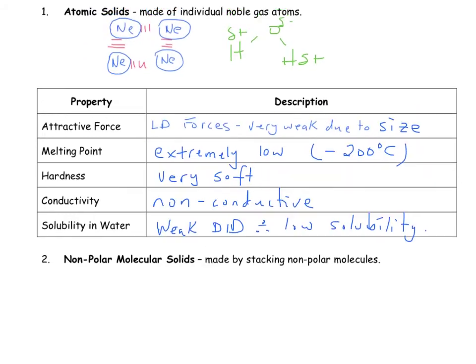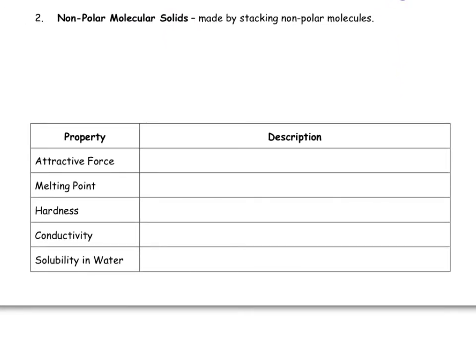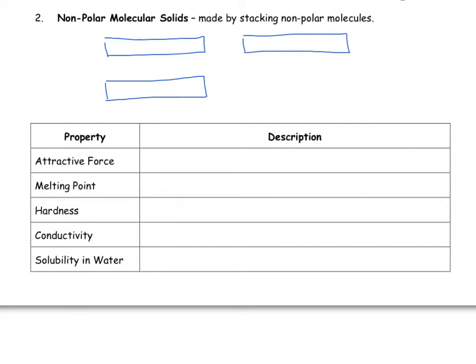Our next type of solid is a nonpolar molecular solid. It's made by stacking nonpolar molecules next to each other. We can represent those nonpolar building blocks as bars. Because these are nonpolar compounds, the intermolecular force that's going to hold them in the crystal are going to be London dispersion forces. Now, because the molecules are bigger than the atoms we used in solid neon, these London dispersion forces are going to be stronger.